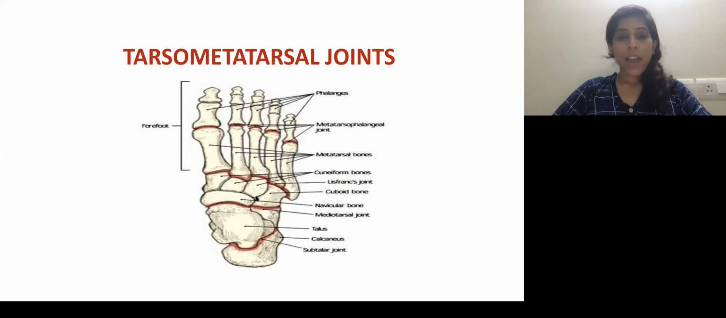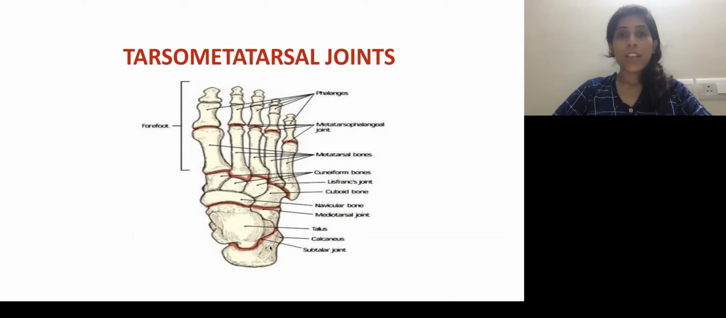So we have the tarsal bones. In that we have the calcaneum, then the talus, then the navicular bone, cuboid bone, and three cuneiform bones. Then we have five metatarsals, and then we have phalanges. So all these bones are present.